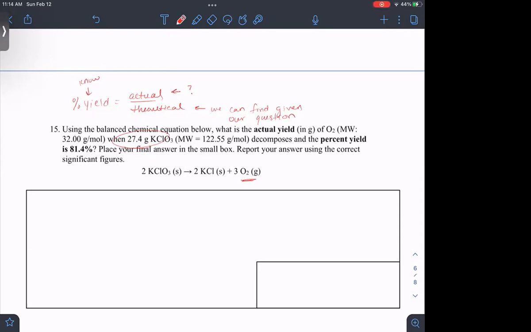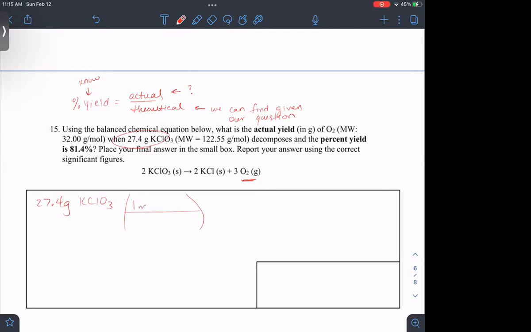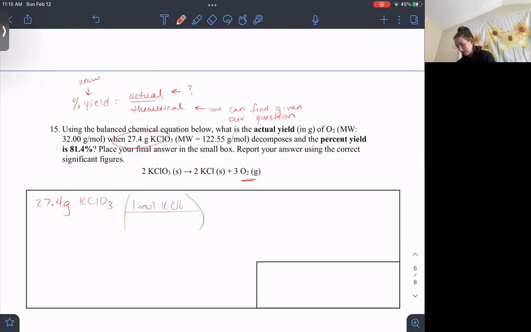Convert from the grams of potassium chlorate to moles. Yep, awesome. Right, so we're going to take 27.4 grams of potassium chlorate. I guess this is chlorite, excuse me. And we're going to convert that to moles. So where is moles going to go, on the top or the bottom? Awesome, yep. We're going to have 1 mole of potassium chlorite will be equal to the molar mass of potassium chloride, which she gave you as 122.55 grams.